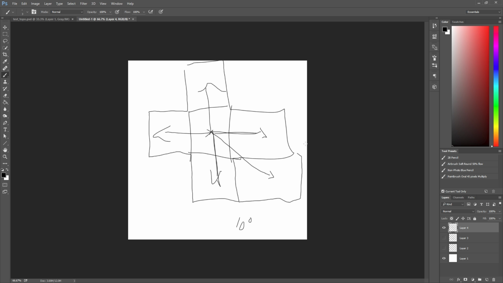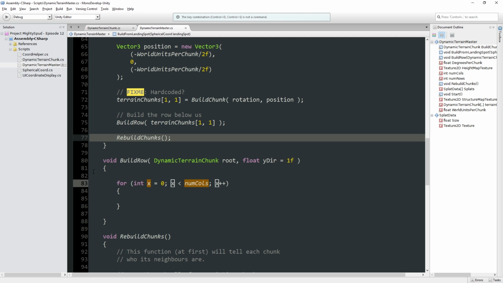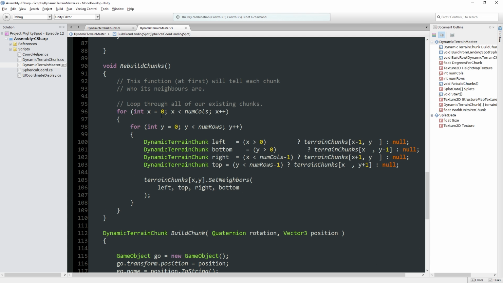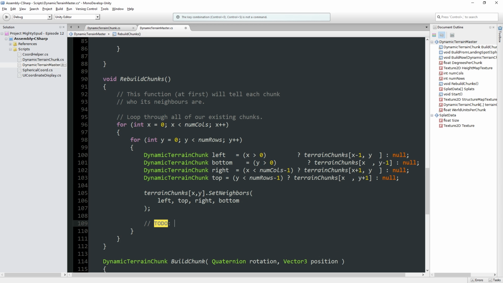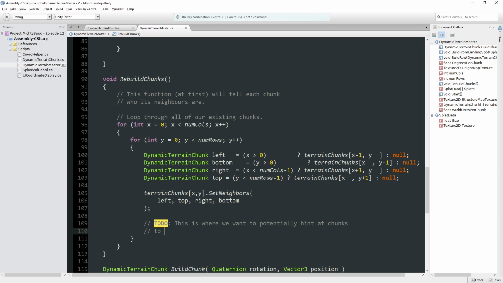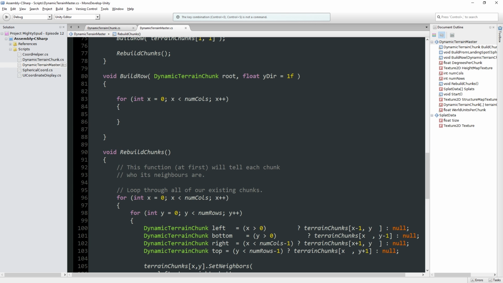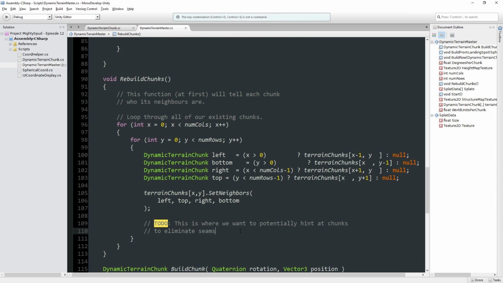We can also try to figure out better ways to handle it. But when we rebuild our chunks, we've got that rebuild chunk command here, which currently just sets up neighbors. But the other thing it's going to have to do, then I moved my cursor, to do, this is where we want to potentially hint at chunks to eliminate seams in some way. I still don't 100% know that, but there's going to be something like that. I think it's going to be very simple in the end. But we're going to be okay.